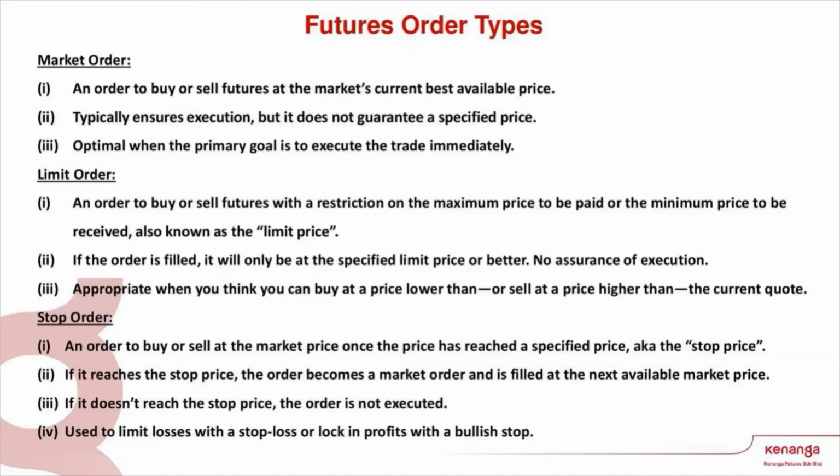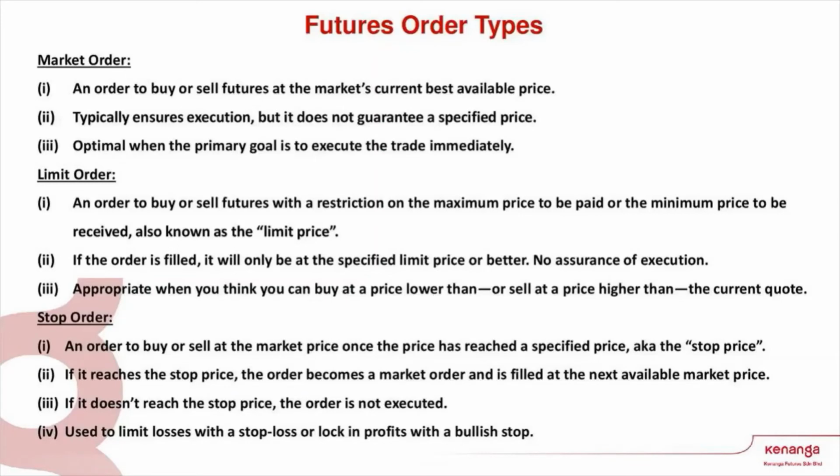A market order is an order to buy or sell futures at the market's current best available price. A market order typically ensures execution, but it doesn't guarantee a specified price. These types of orders are optimal when your primary goal is to execute a trade immediately.